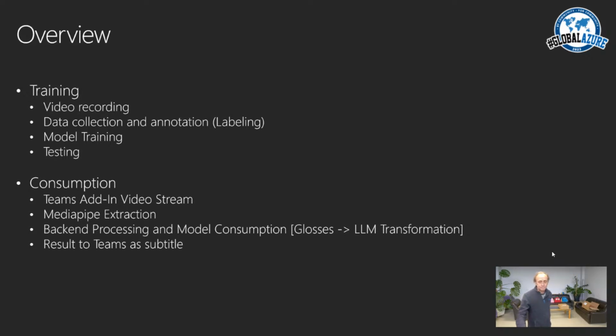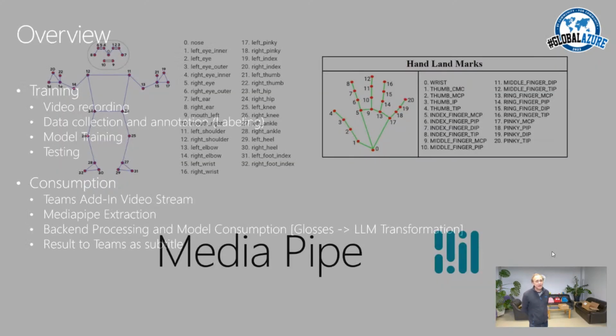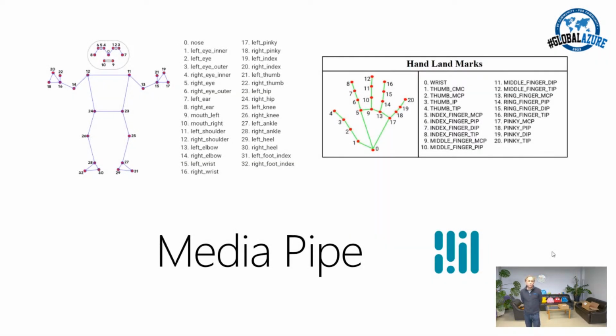The result of the AI model is then returned to Teams as a subtitle, and there we are using a specific API. Just to understand, MediaPipe is a model we are using here to extract the key points, the body points, the landmarks out of the video stream. So every frame of the video is processed via MediaPipe, and we get a lot of points here. We are using three parts here: the pose, the left hand, and the right hand.